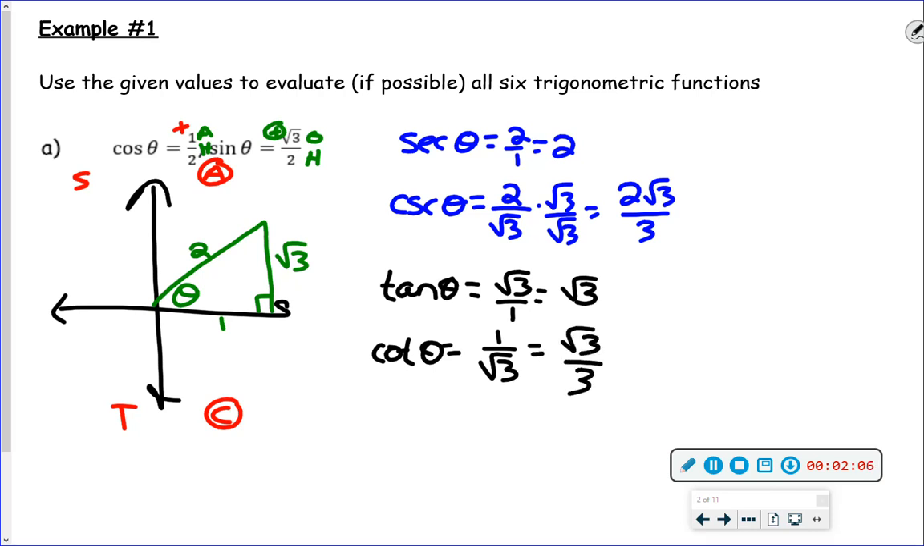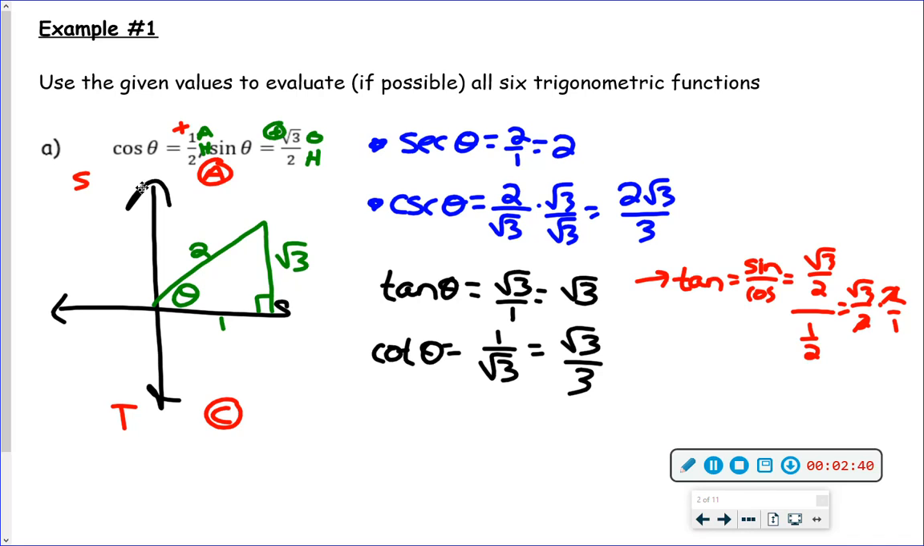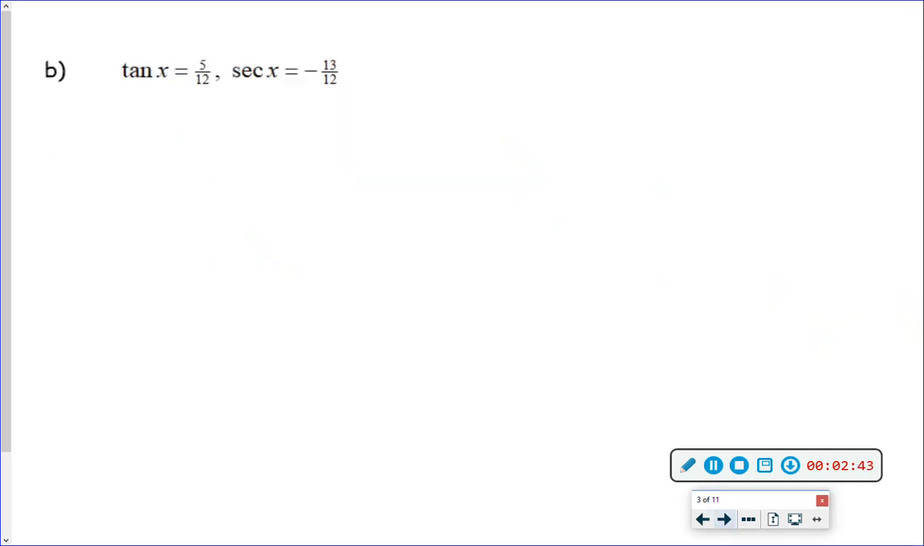So the other way you could have done this, because clearly I didn't need the triangle for secant or cosecant, I did those straight off of the given information. Believe it or not, you could have done tan off the given information too if you didn't want to make the picture, because don't forget, tan is sine over cosine. And we know sine is root 3 over 2, and we know cosine's a half. Well, when you divide by a fraction, you multiply by the reciprocal. Oh, root 3, that's what we got. I don't care how you get the answers, as long as you can find everything they're asking you for. In that case, of course, all 6.